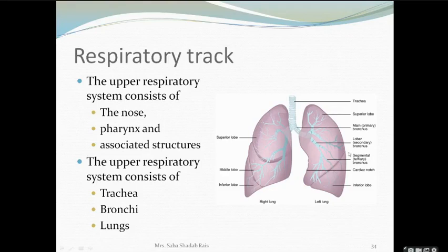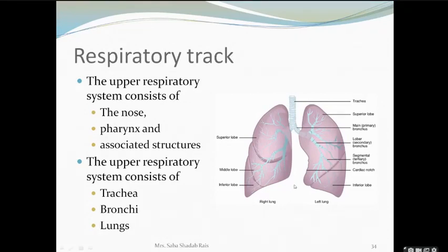Now when you observe the right lung, you will find that it is divided into three lobes: superior lobe, middle lobe, and inferior lobe. The superior lobe and middle lobe are separated by the horizontal fissure, and between the inferior lobe and middle lobe, there is one oblique fissure.